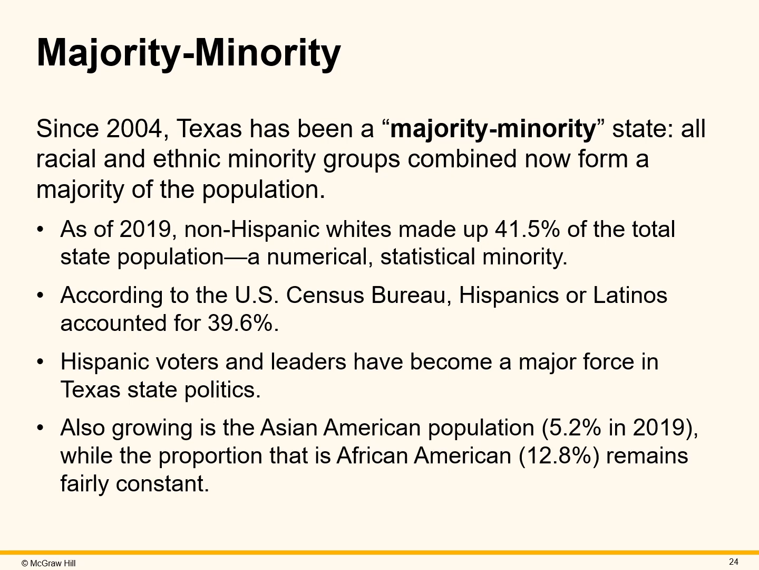Majority-minority. Since 2004, Texas has been a majority-minority state. All racial and ethnic minority groups combined now form a majority of the population. As of 2019, non-Hispanic whites made up 41.5% of the total state population, a numerical statistical minority. According to the U.S. Census, Hispanics or Latinos accounted for 39.6%. Hispanic voters and leaders have become a major force in state politics.